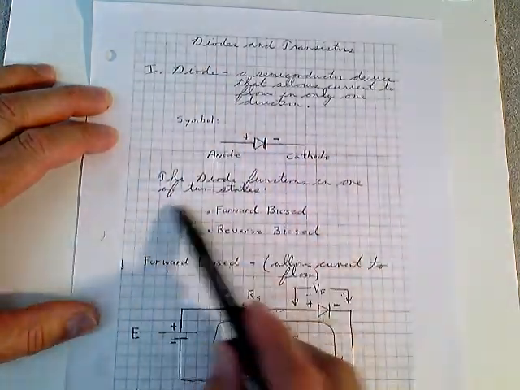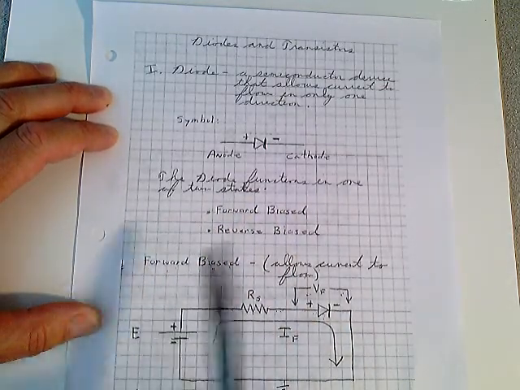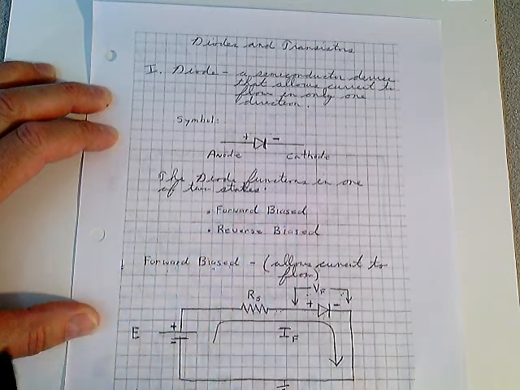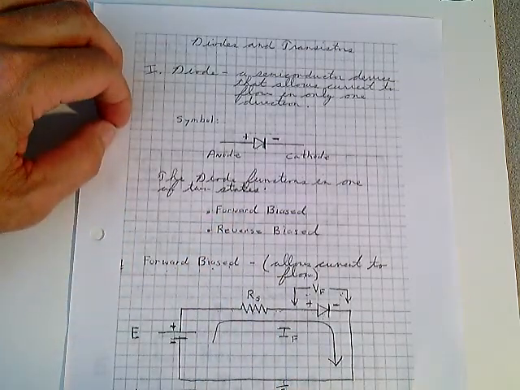The diode functions in one of two states. Both of these states are equally important. It can be operational in a forward bias state or a reversed bias state. Let's take a look at the individual states. First of all, the forward bias state.